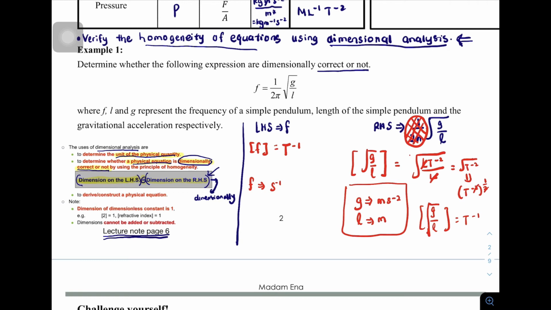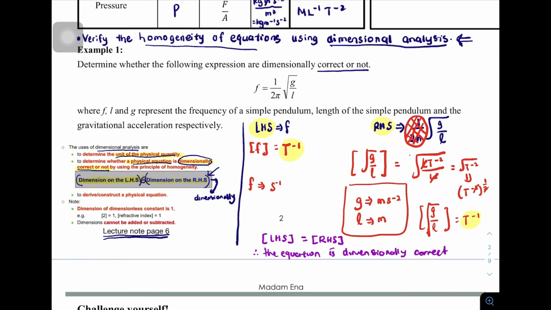So we can see that on the left hand side of the equation, the dimension is T negative 1. On the right hand side of the equation, the dimension is T negative 1. So we can say that the dimension of the left hand side of the equation is equal to the dimension of the right hand side of the equation. Therefore, the equation is dimensionally correct because they have the same dimension.